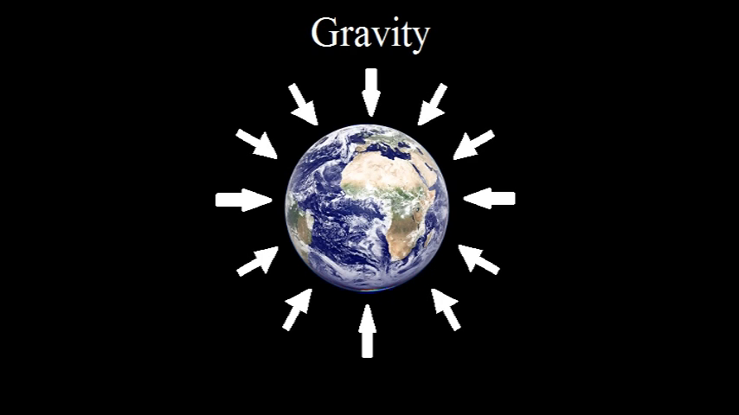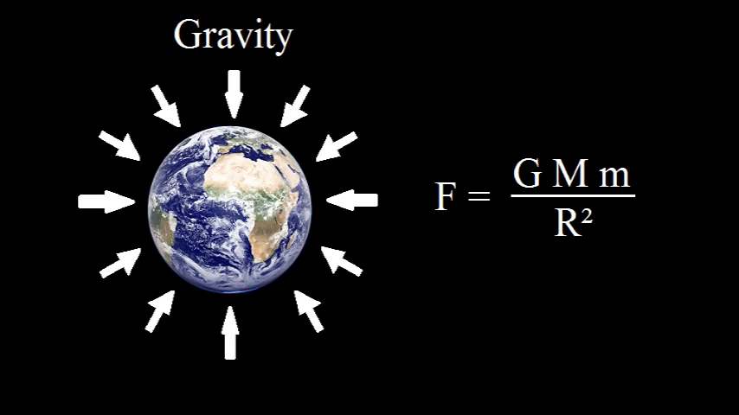Orbits happen because of gravity. The force of gravity on an object near the Earth is proportional to the mass of the Earth divided by the distance between the object and the center of the Earth squared. If an object is twice as far away from the center of the Earth, it experiences 1/4 as much gravity.